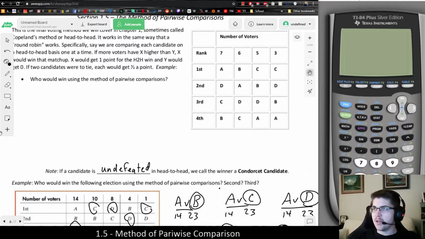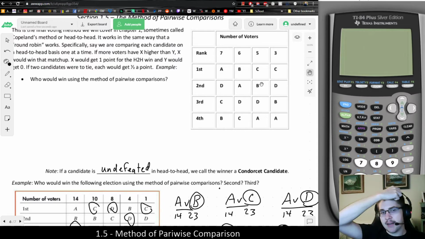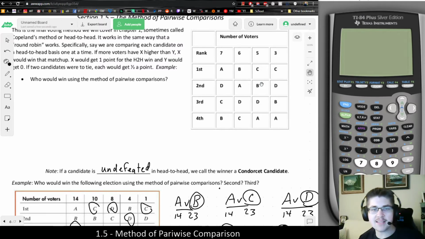Let's do another example of the pairwise comparison method. So let's take this new data here. This was the first example in the section in the packet, and we need to figure out between A, B, C, and D who's going to win. Let's say this is the same situation: we're trying to figure out a class president. It's just a different set of voters, and we'll see what would happen.